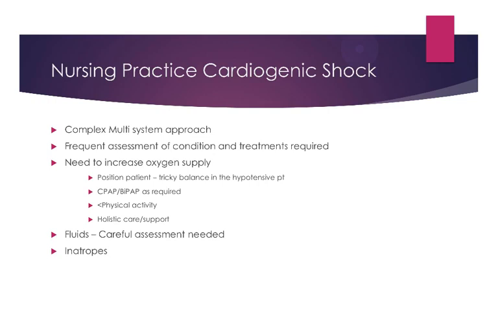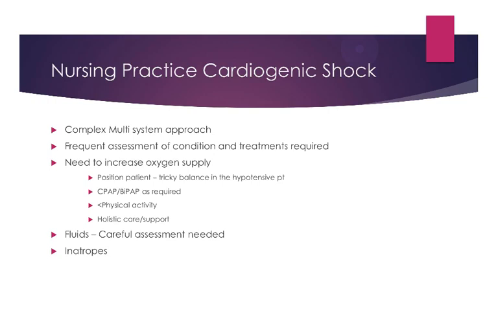So patients with cardiogenic shock, we need to really increase that oxygen supply. We can do this by a number of different ways. We can position our patient, and we can administer CPAP or BiPAP as required. We need to decrease the physical activity. They would be on bed rest. And we need to provide holistic care and support to our patients.